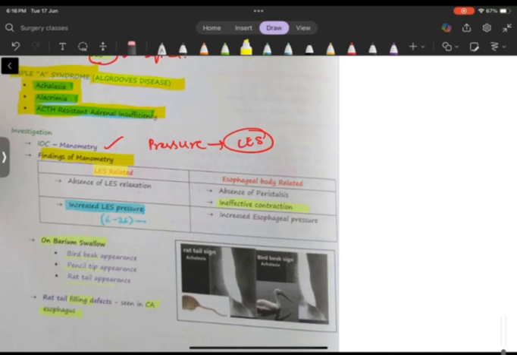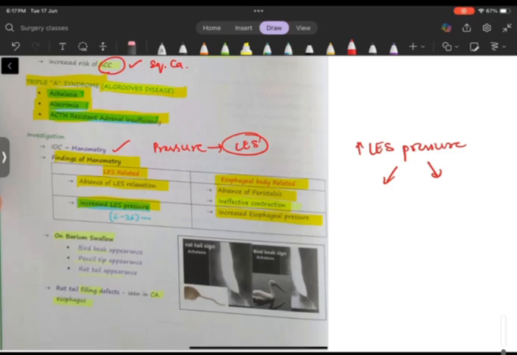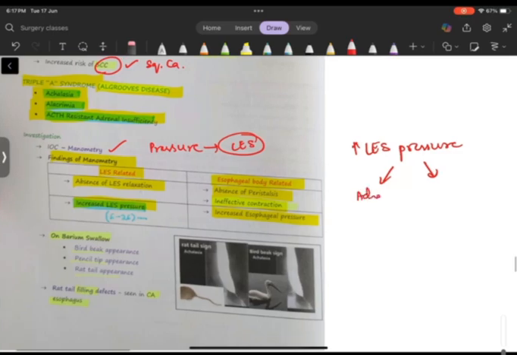In case it is lower esophageal sphincter related, then there will be increased pressure because of absence of relaxation. If it is related to the esophageal body, usually there will be absence of peristalsis and ineffective contraction, because of which there will be increased esophageal pressure. So if lower esophageal sphincter pressure is more, there can be two causes. One is related to achalasia, the other can be related to the esophageal body.